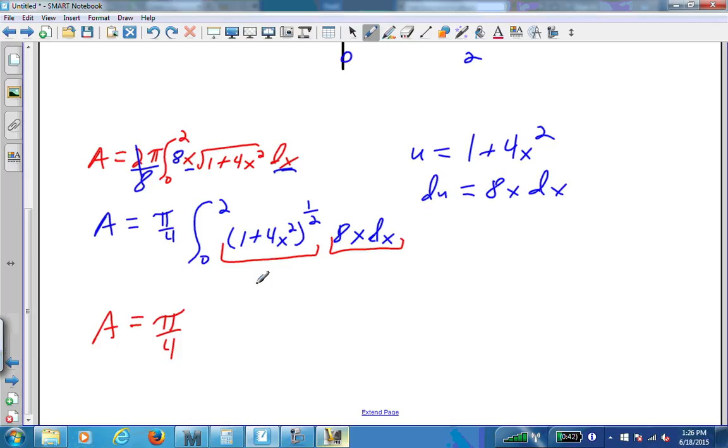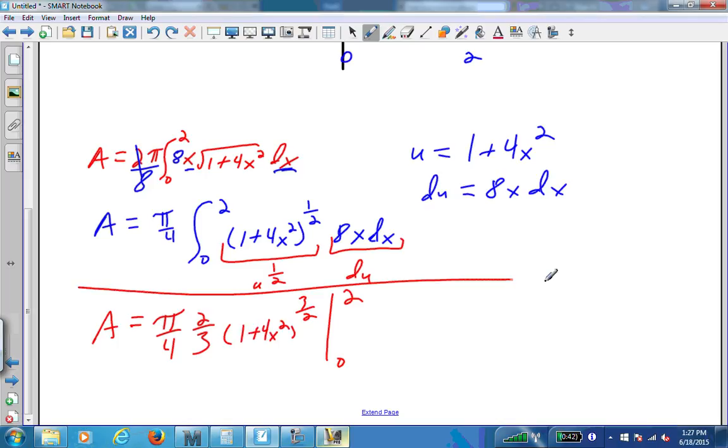So if we integrate u to the 1/2 du, that's u to the 1 greater power over that power, or times its reciprocal, plus c, and we're going to evaluate that from 0 to 2. We don't have to have the plus c because it's a definite integral. So our u is 1 plus 4x squared. So u to the 1 greater power over that power.